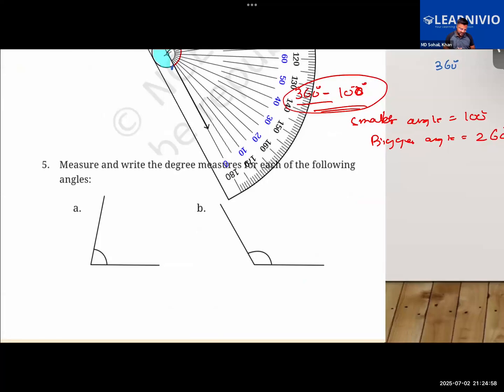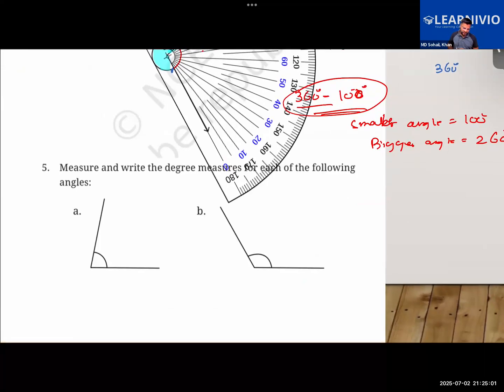Okay, fifth question: measure and write the degree measure for each of the following angles. We have some time left. Quickly take the measurement of these.